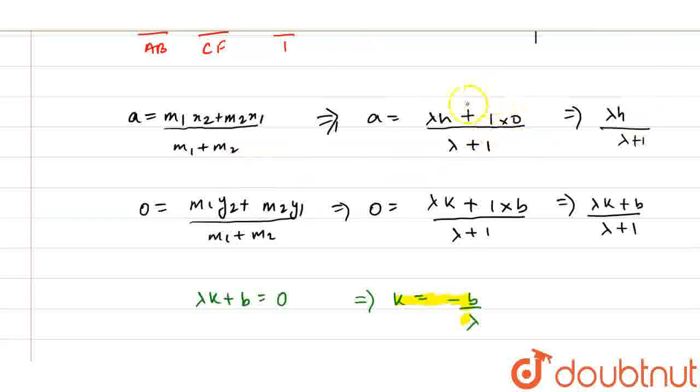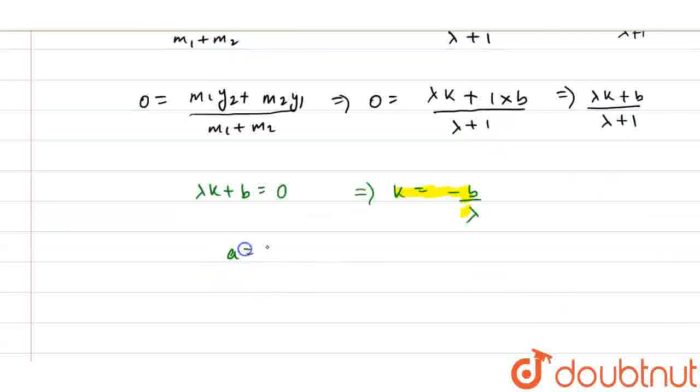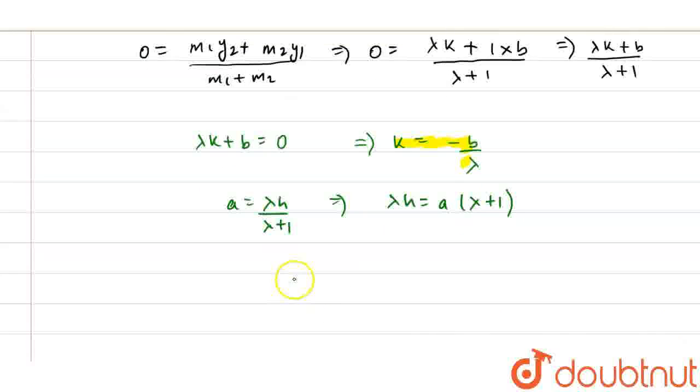A is equal to lambda h divided by lambda plus 1. So we know that A is equal to lambda h divided by lambda plus 1. If we cross multiply, lambda h is equal to A times (lambda plus 1). So from here we get the value of h: h is equal to A times (lambda plus 1) divided by lambda.